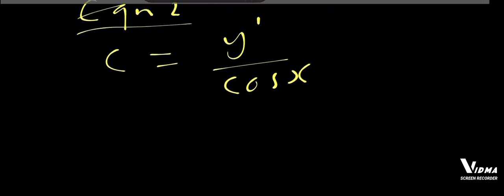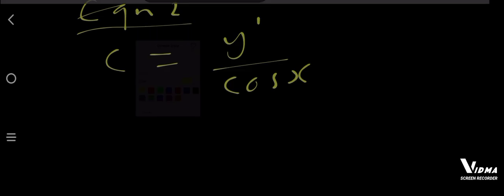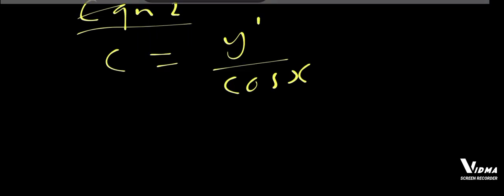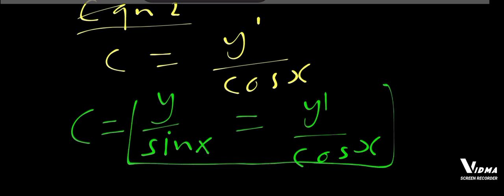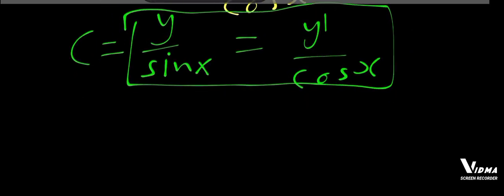Okay, so let me use a different color. Equating the right hand side, we'll have c equal to y over sine x being equal to y prime over cos x. So I'm just going to now work with this. I'm now going to work with this. So what are we going to do now?